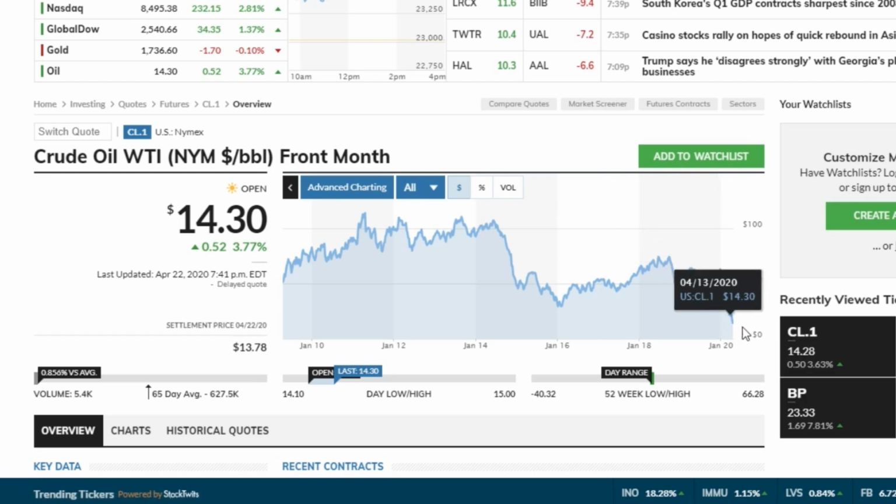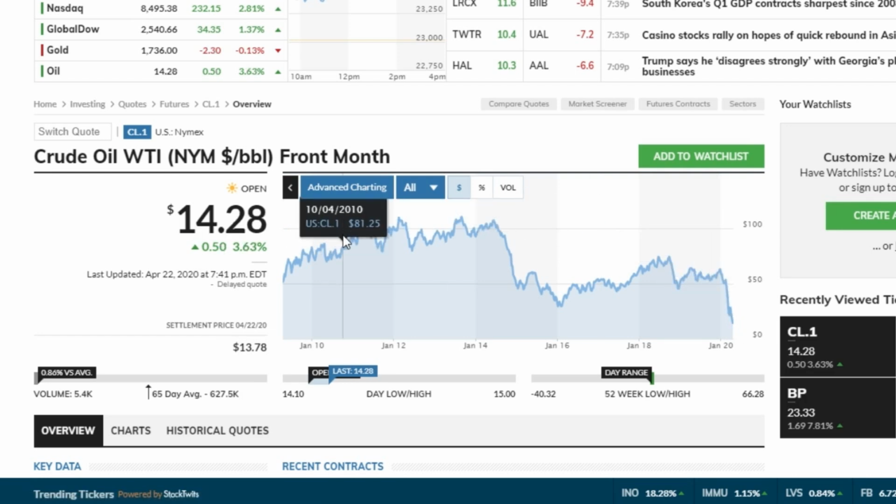So if we were to go from $14 a barrel, and over the next year, steadily go back up to $60 a barrel, basically increasing by fourfold from where we are today, you're not going to see a 400% return, right? You're going to see a decent return for sure, but it really is all dependent on whether that happens overnight.